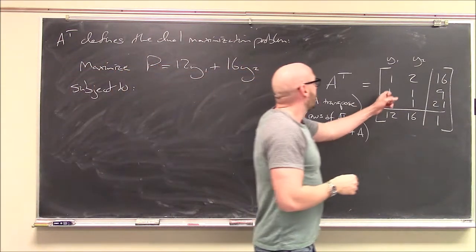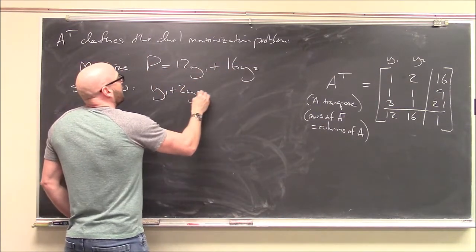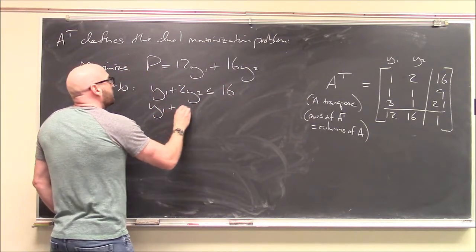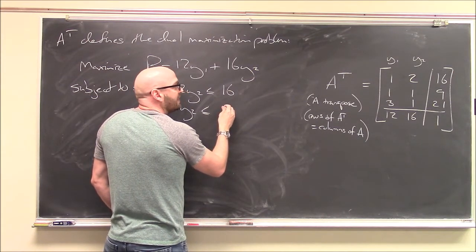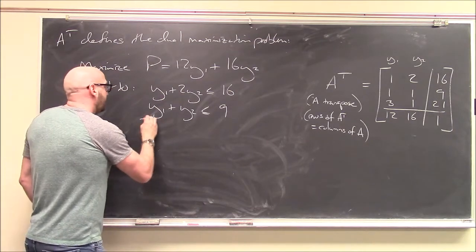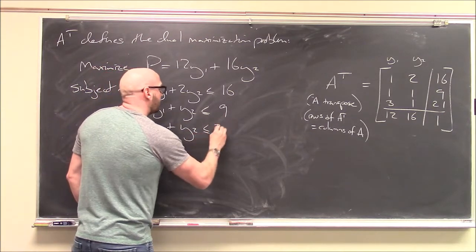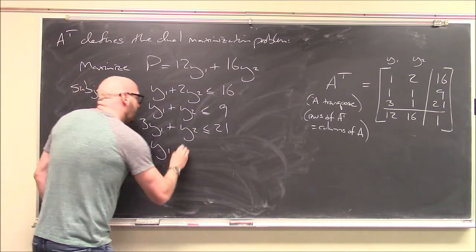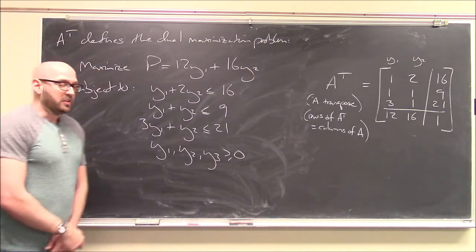we've got a whole bunch of inequalities here. I've got y1 plus 2y2 is less than or equal to 16. I've got y1 plus y2 is less than or equal to 9. And I've got 3y1 plus y2 is less than or equal to 21. And once again, my non-negative constraints, y1, y2, y3 are all bigger than or equal to 0.